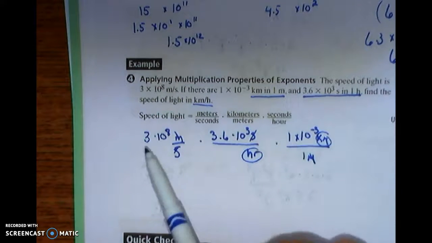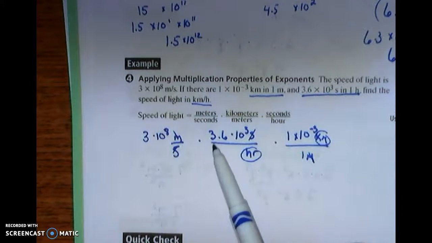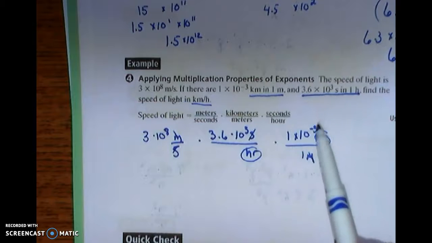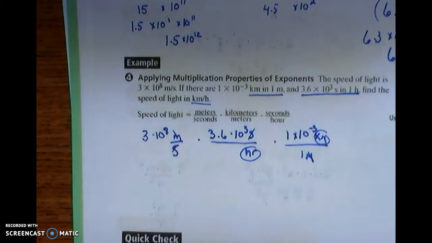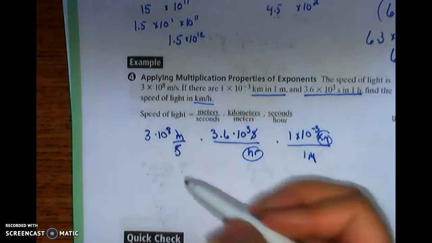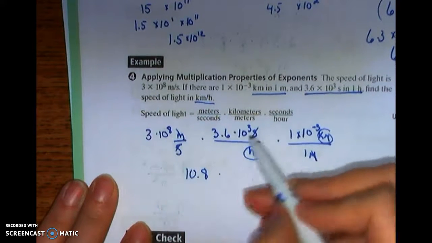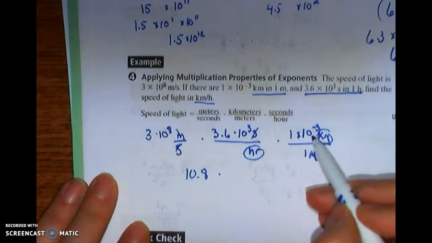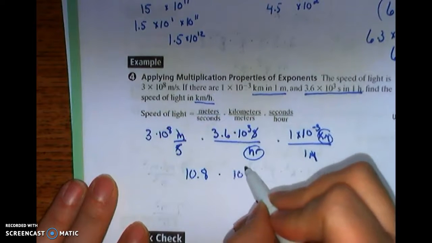So now we look at the numbers and we're multiplying 3 times 10 to the 8th times 3.6 times 10 to the third times 1 times 10 to the negative third. Okay? So if we take 3 times 3.6, we get 10.8. And then 10 to the 8th times 10 to the third, that gives us 10 to the 11th times 10 to the negative third. We subtract 11, so we're left with 10 to the 8th again.